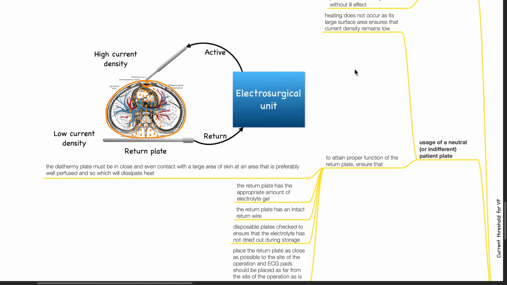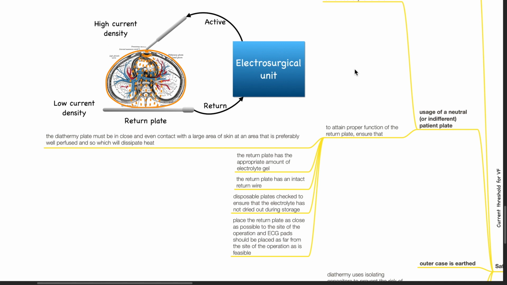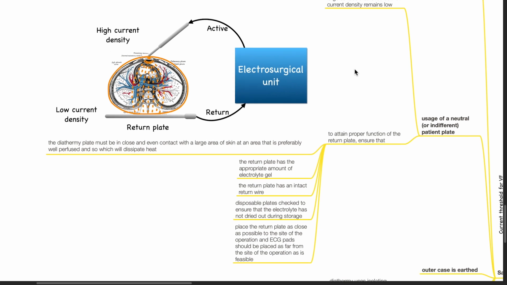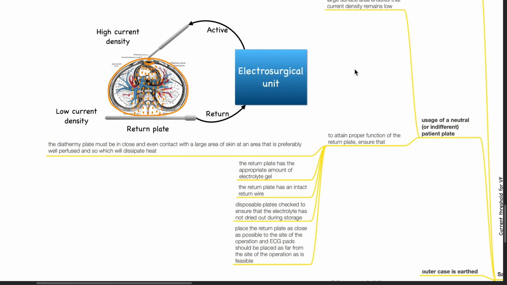To attain proper function of the return plate, ensure that the diathermy plate is in close and even contact with a large area of skin, at an area that is preferably well perfused, which will dissipate heat well. The return plate should have an appropriate amount of electrolyte gel. The return plate should have an intact return wire. Disposable plates should be checked to ensure that the electrolyte gel has not dried out during storage.